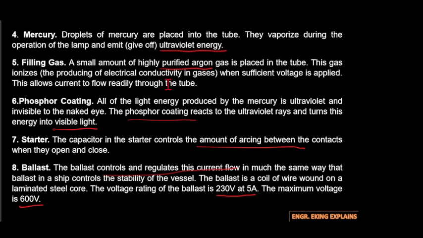Then phosphor coating: all of the light energy produced by the mercury is ultraviolet and invisible to the naked eye.